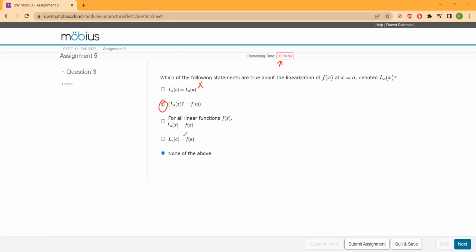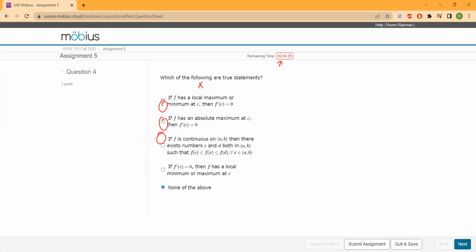For all linear functions f at x, L_a at x is equal to f of x. That is also true because no matter where you build your line from a line, you're still going to get a line. And then this one's also true because that's your definition of the linearization, that your line passes through that function somewhere, that the line at that point is going to equal the value of that function. So those three should be correct. Hopefully it makes sense why.